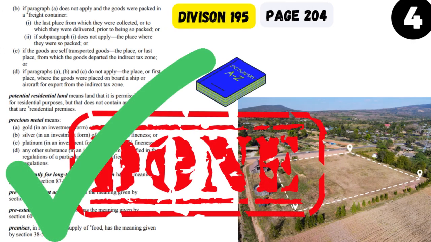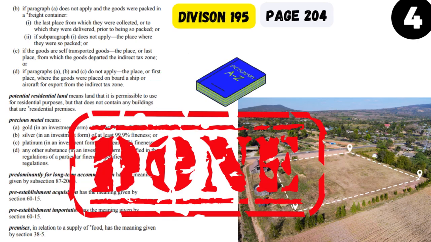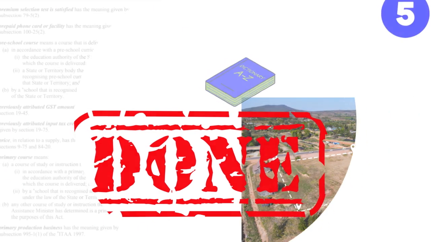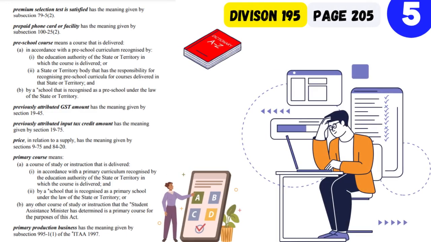That was it for page number 204, friends. This was section 4 of this video. Now we will head to section 5. Now, we will explain words on page number 205 of Division 195 of GST Act Volume 2. This is section 5 of this video, for dictionary. Please find words on screen.